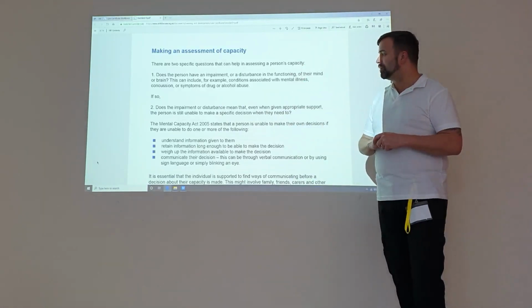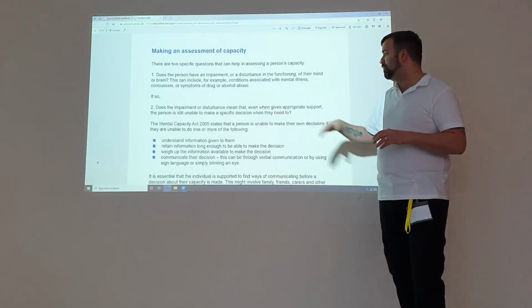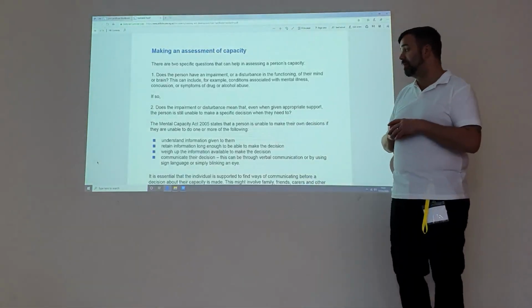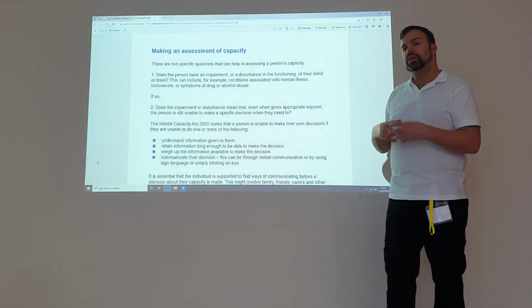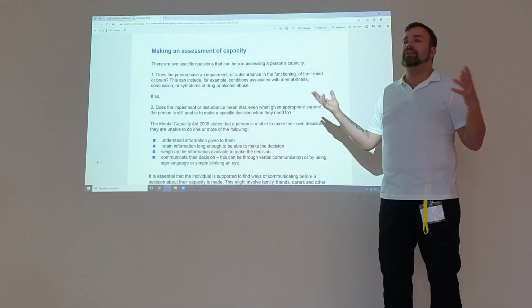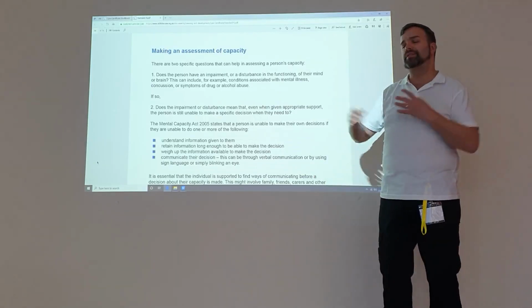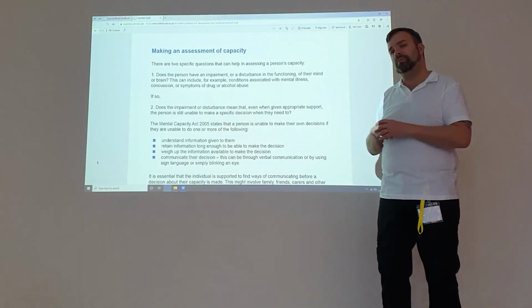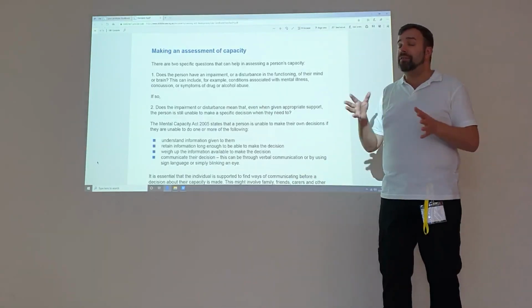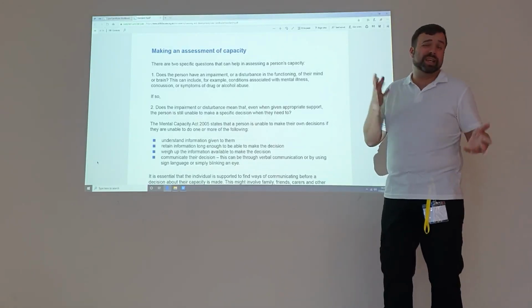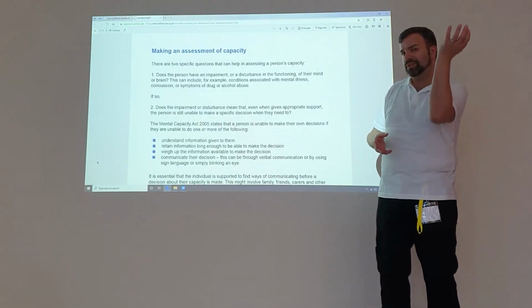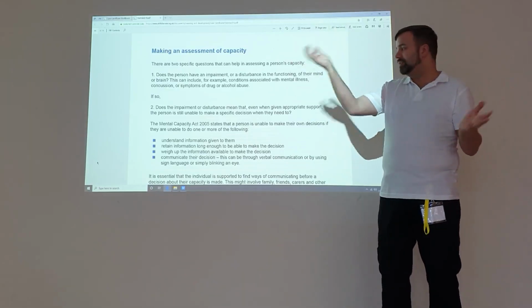Second, does the impairment or disturbance mean that even when given appropriate support, the person is unable to make a decision? So, for example, if we're talking about buying a house, do you understand all the processes involved? Because it's quite a complex task. However, I may say to you, do you want a hot drink, tea or coffee? So you may be able to understand this, but not this.